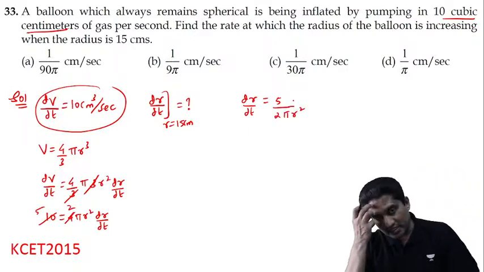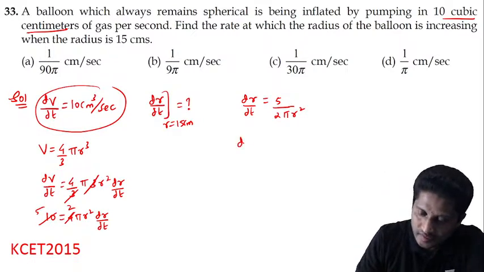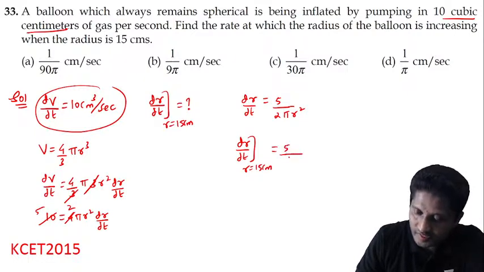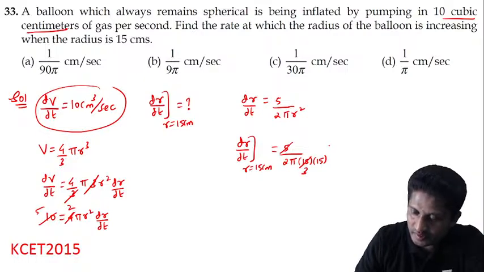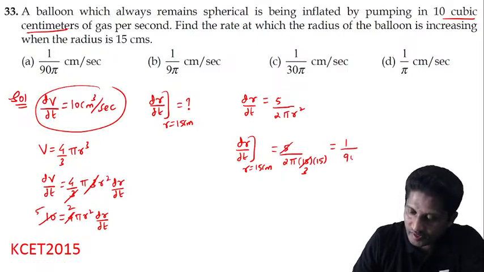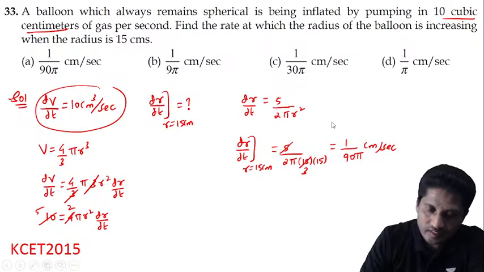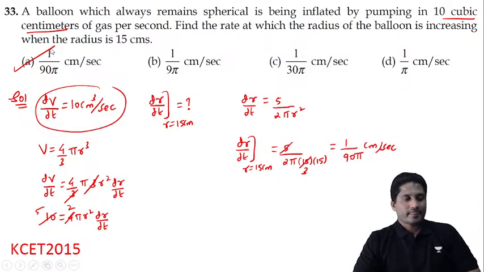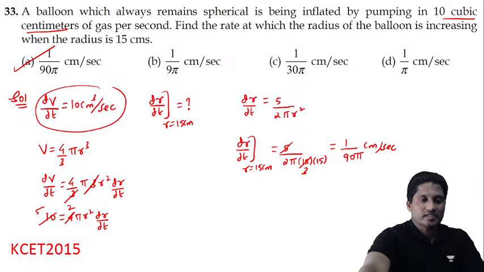Okay, now when the radius is equal to 15 centimeter, dr by dt is 5 divided by 2 pi into 15 square, that is 15 into 15. It will cancel 5 times, 5 3 times. Okay, 45, 90, so 1 by 90 pi centimeter per second. Answer will be option A. Right, let's move to the next question.